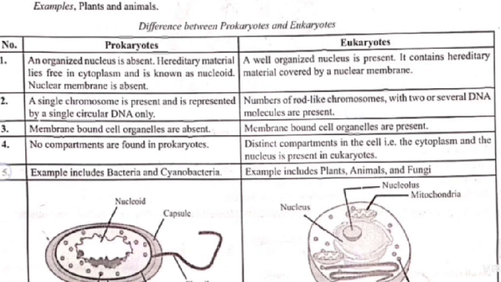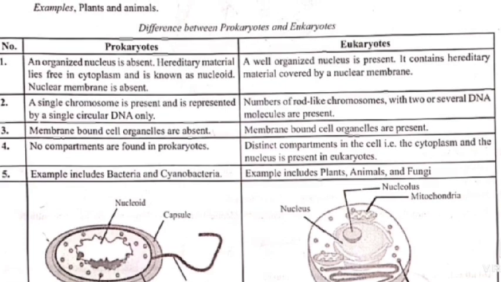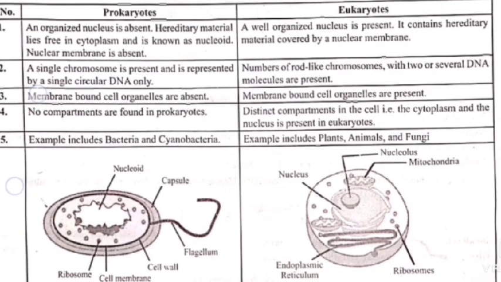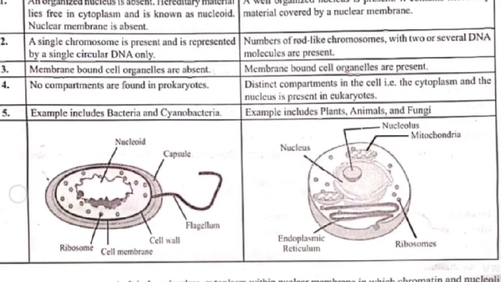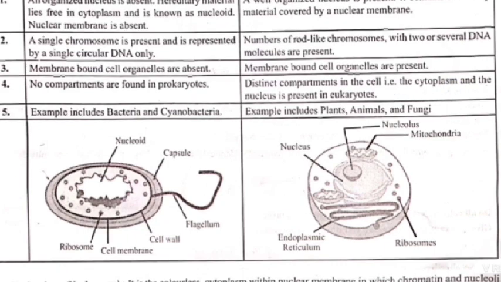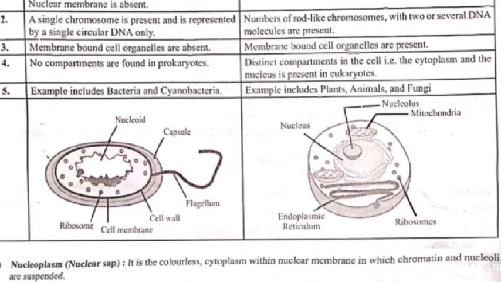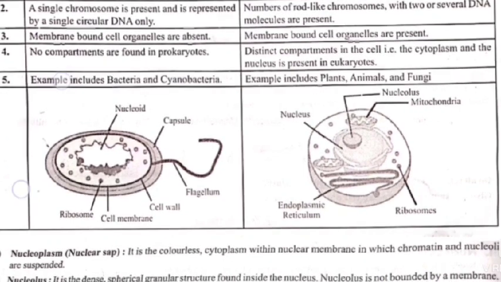In eukaryotes, a number of rod-like chromosomes with two or several DNA molecules are present. In prokaryotes, membrane-bounded cell organelles are absent. In eukaryotes, membrane-bounded cell organelles are present. In prokaryotes, no compartments are found. Distinct compartments in the cell, that is cytoplasm and nucleus, are present in eukaryotes. Examples of prokaryotes: bacteria and cyanobacteria.